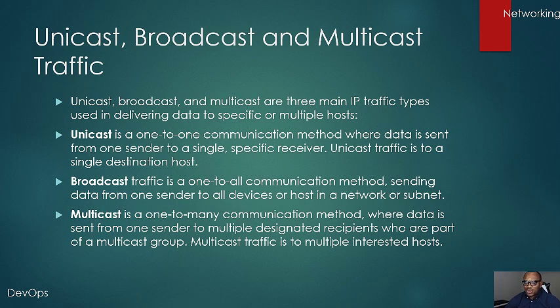We also have the multicast traffic, which is a one-to-many communication method, where data is sent from one sender to multiple designated recipients who are part of a multicast group. Multicast is a situation where you send to a single address and multiple people who are interested can connect to it. So an example is maybe your radio station or your streaming live video, where multiple users can subscribe to the same multicast stream without duplicating the data for each user. So that's that about unicast, broadcast, and multicast traffic.